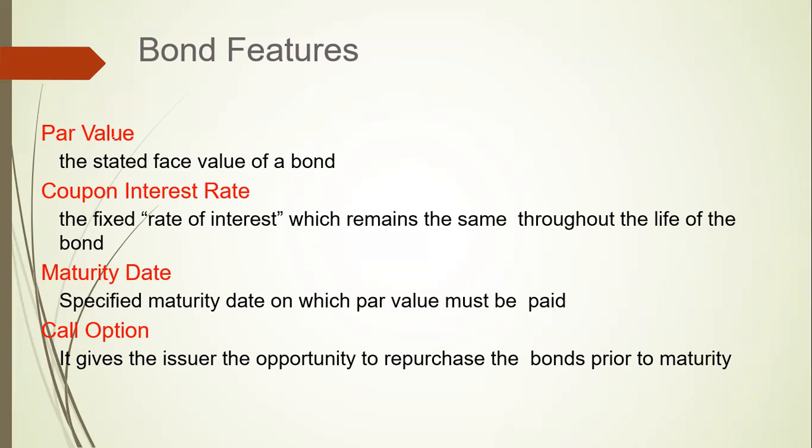Here the specified maturity date is the date on which par value must be paid. Most of the time the date will be fixed. This is the date of maturity of the bond, where the par value, and interest if not already paid, will be paid at the maturity of the bond. Next is the call option. It gives the issuer the opportunity to repurchase the bonds prior to maturity. So that can also be done by the borrower of the money, or you can say the issuer of the bond.